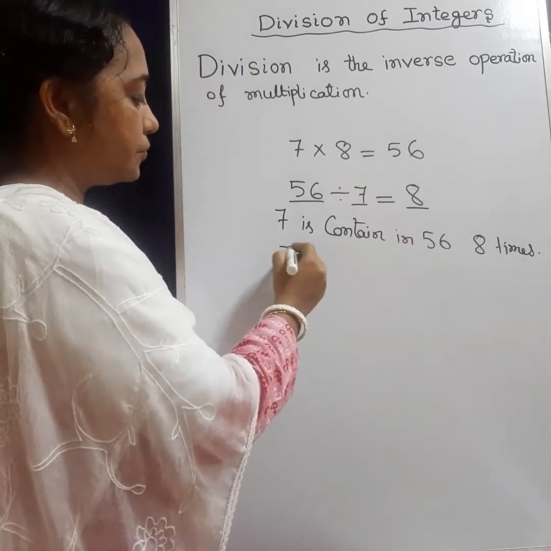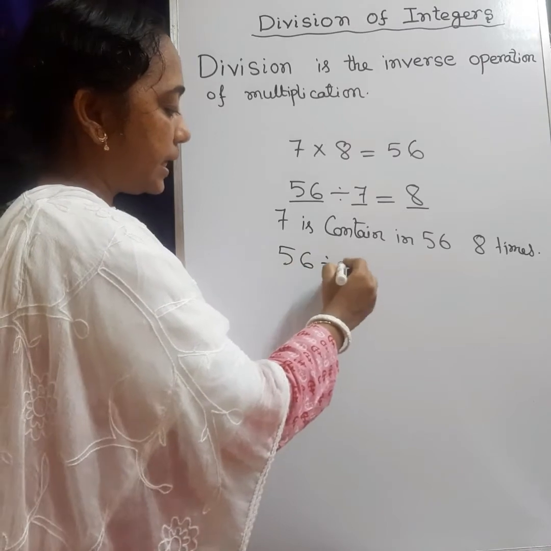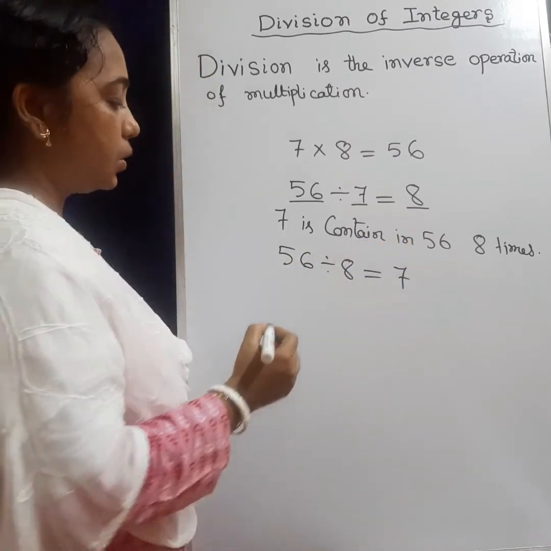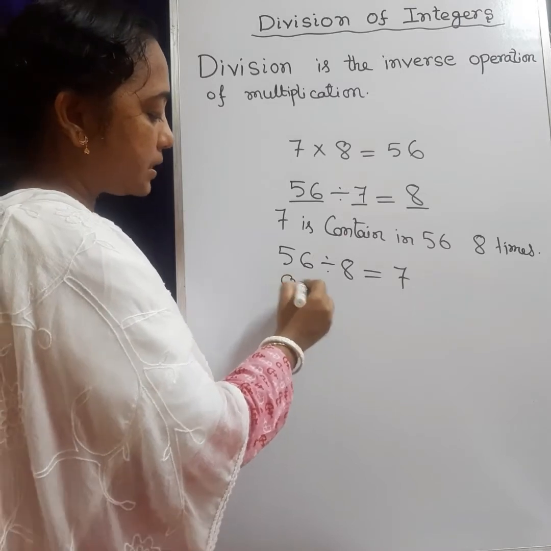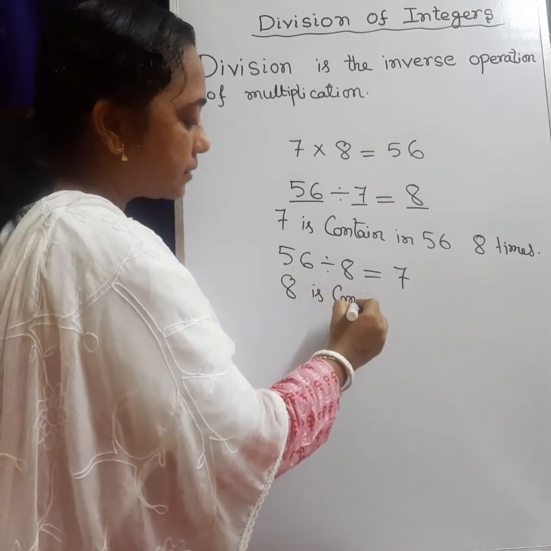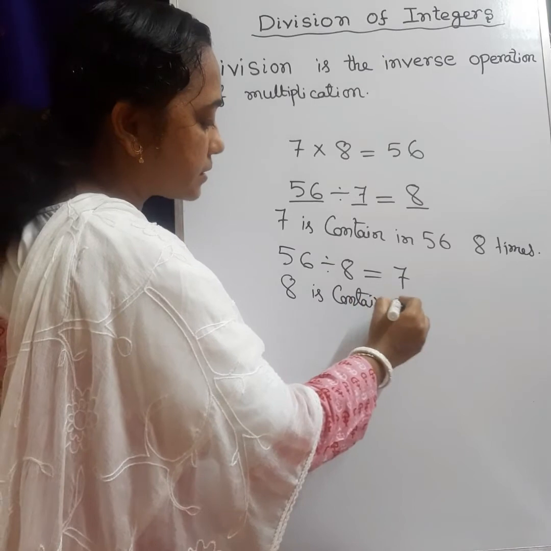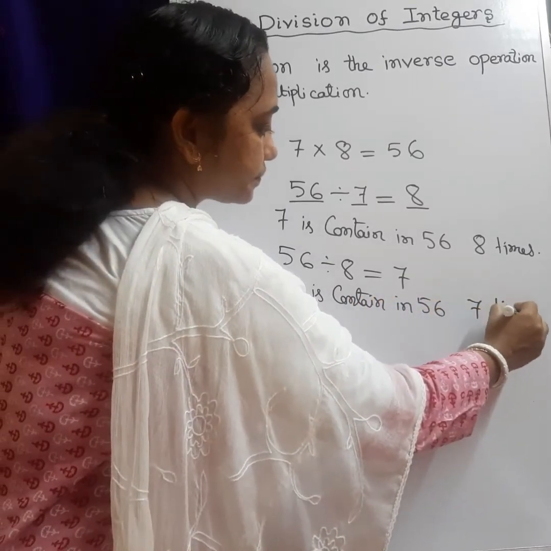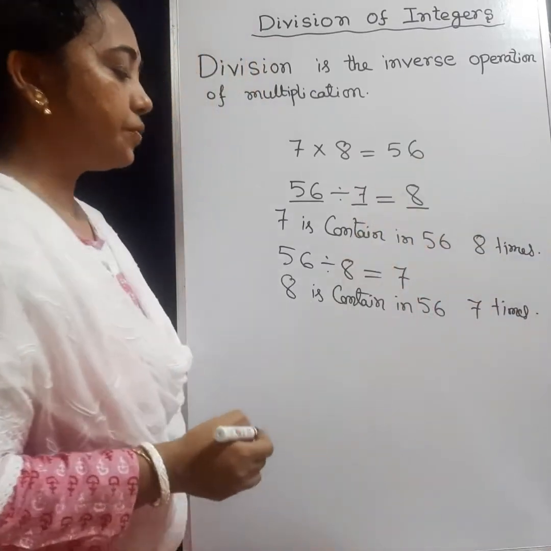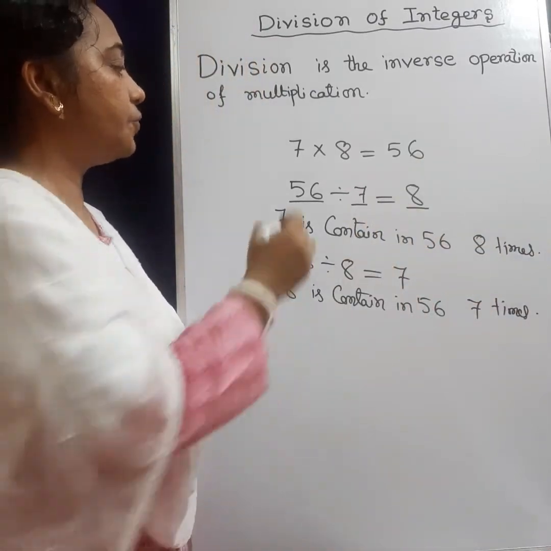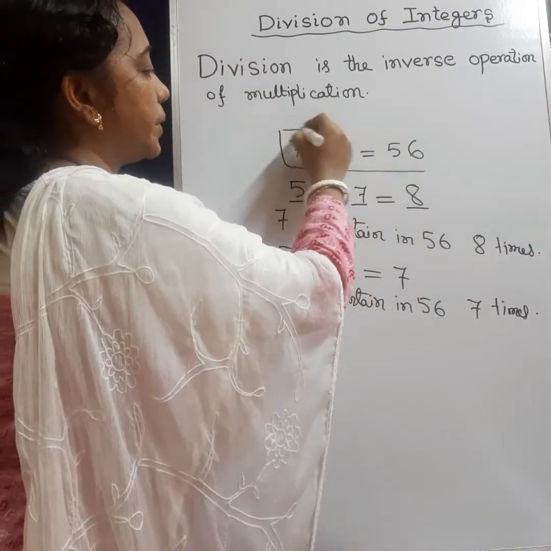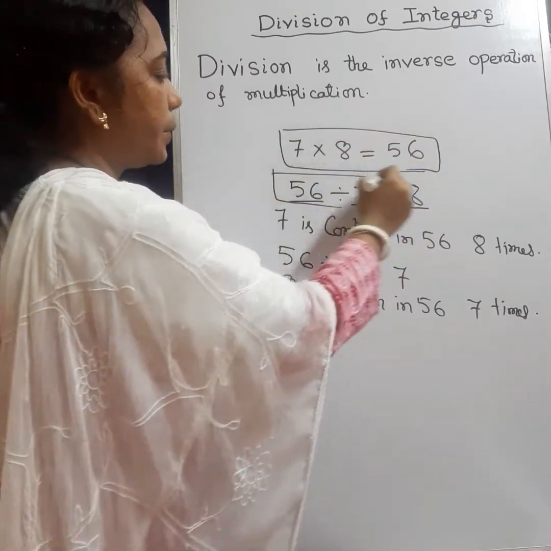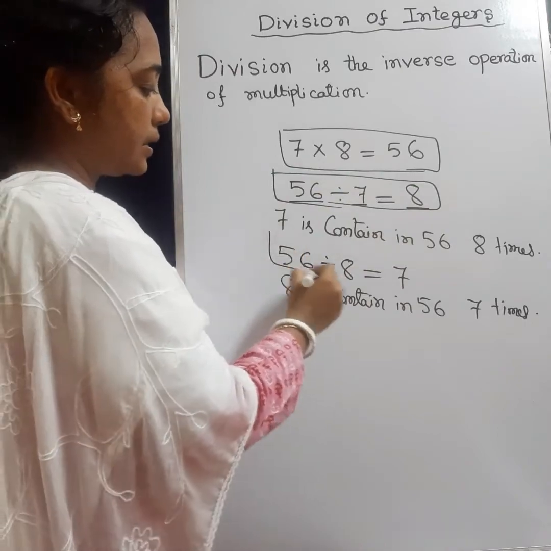Now if we write 56 divided by 8, then we get the quotient as 7. So in this case, we can say 8 is contained in 56 how many times? 7 times. So from this example, we can see that for every multiplication statement, we can write two division statements. This is one statement and this is another one.